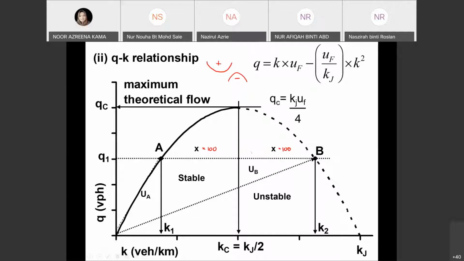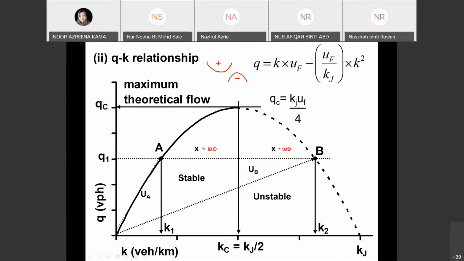Okay, KC. KC is KJ over 2. Okay, it divide the polygon into 2 equal distance. Okay, so for example, KC is 100, so KJ is 200. Okay, lagi kita ada lagi kat sini QC. QC is the maximum theoretical flow. QC equal to KJ times UF over 4.